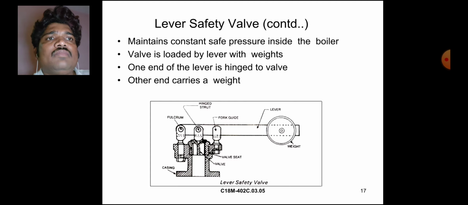Maintain constant safe pressure inside the boiler. This lever safety valve is used to maintain constant safe pressure inside the boiler. The valve is loaded by a lever with weights. One end of the lever is hinged to the valve. The other end carries a weight.